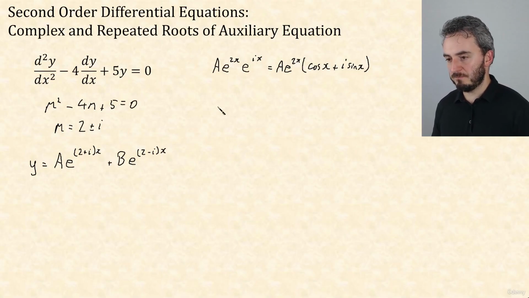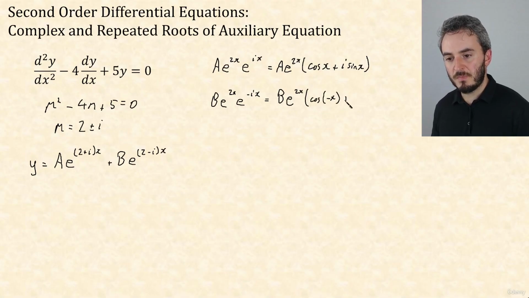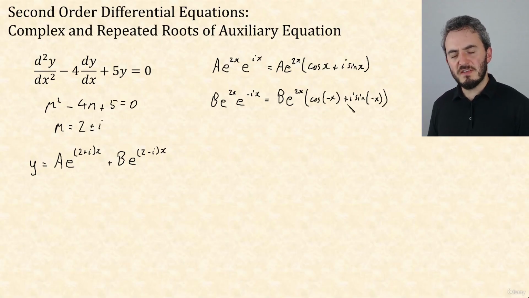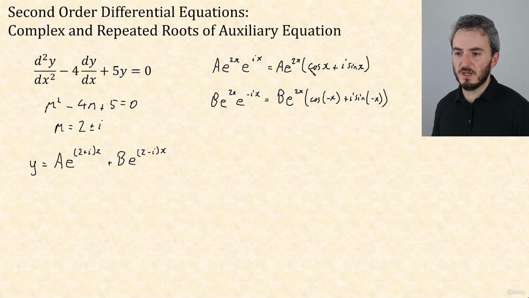Okay, let's look at this one here. b e to the 2x and then e to the minus ix. Well, that's b e to the 2x, and then it's cos of minus x plus i sine of minus x. All right, so that doesn't actually look like it's added anything, right? Because we've got a e to the 2x times cos x, and we've got b e to the 2x, and then cos of minus x just is cos of x. So it looks like we've just got a e to the 2x cos x appearing twice.